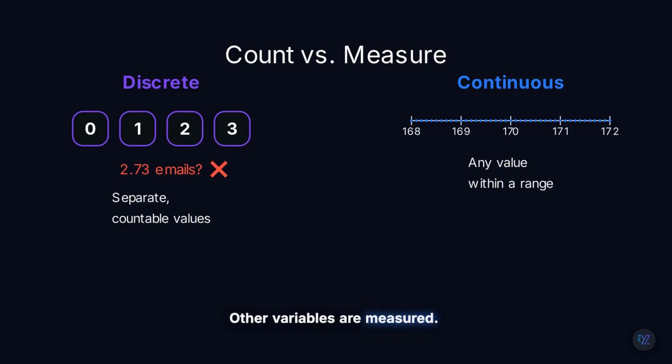Other variables are measured. A person's height might be 170 centimeters, or 170.5, or 170.53, or 170.5317. Between any two possible measurements, there are even more possible measurements in between. We call this a continuous random variable.